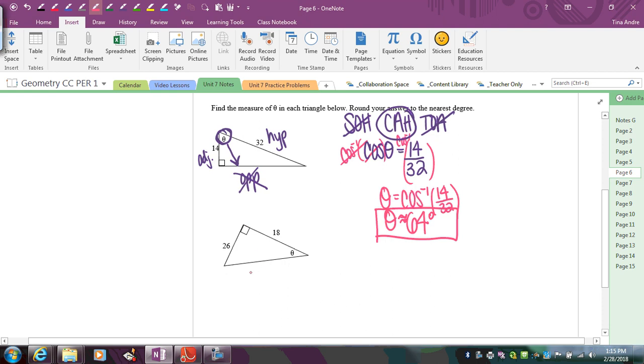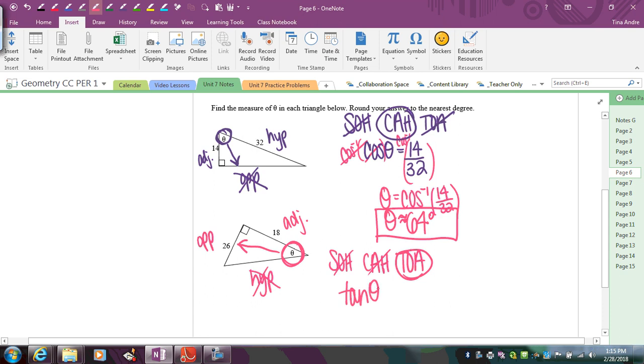And then the last one here, we're going to do the same idea. Again, across from that right angle is the hypotenuse. Here's my acute angle I'm trying to find. Opposite that is the opposite, and next to it is the adjacent. Thinking about SOHCAHTOA for this, I'm not using the hypotenuse, there's nothing there, so crossing off anything with an H means I'm going to be using tan. So tan of theta is equal to the opposite over the adjacent.